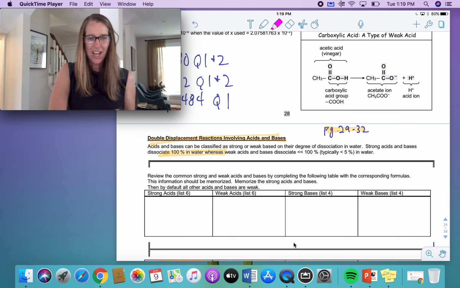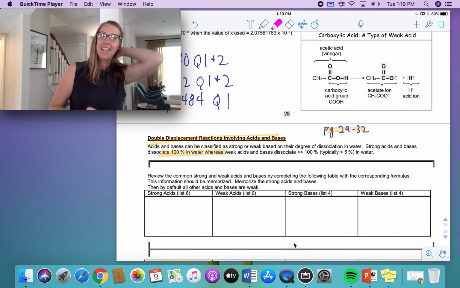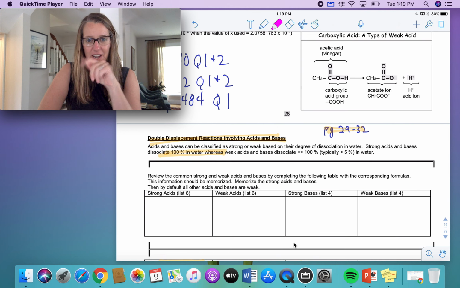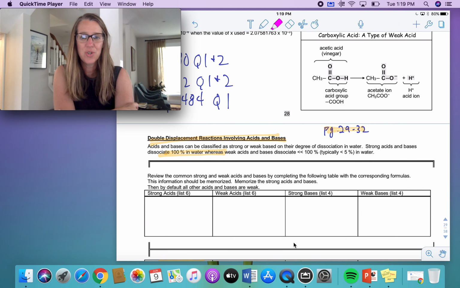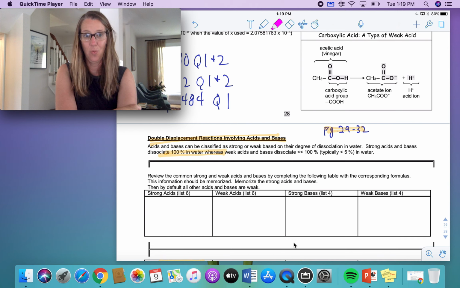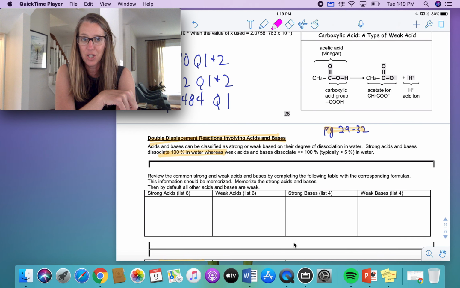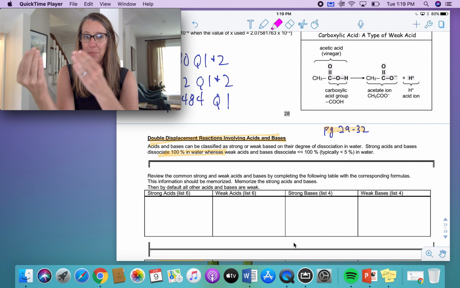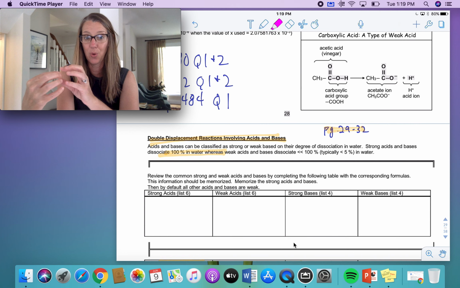Double displacement reactions involving acids and bases. We're looking at neutralizations here, okay? So acids and bases can be classified as strong or weak depending on their degree of dissociation in water. We know that a strong acid can still be a concentrated solution, and a weak acid can still be concentrated. So concentration is completely different from the definition of being strong or weak.